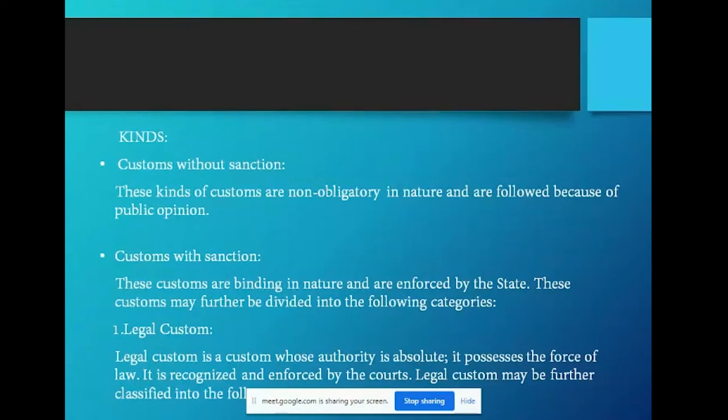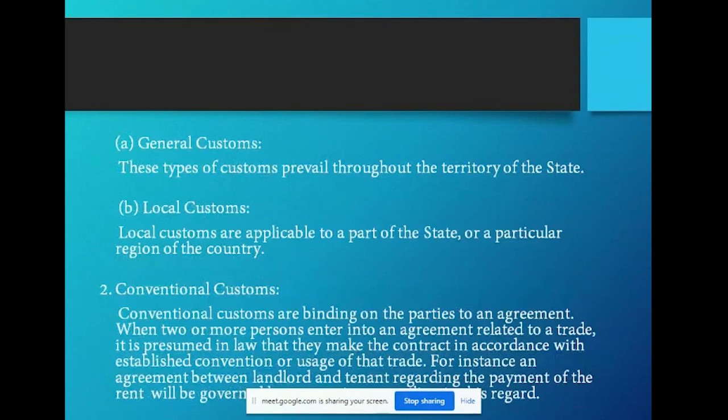The first one is the legal custom. Legal custom is the one whose authority is absolute. It is recognized and enforced by courts, and the legal customs are further classified as the general custom and local custom. General customs are the ones that prevail throughout the territory of the state, and the local custom means customs applicable to a part of the state or a particular region, etc. The next custom after the legal custom is the conventional custom, which is binding on the parties to an agreement.